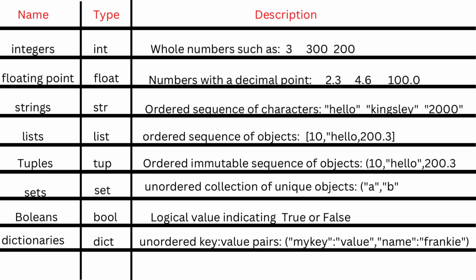Tuples are an immutable sequence of objects. Sets are a collection of unique objects such as A and B, as you can see in the table below. Booleans are logical values indicating true or false. Dictionaries, which is dict, are key value pairs. So further in this lecture, we will talk in more detail about data structures.